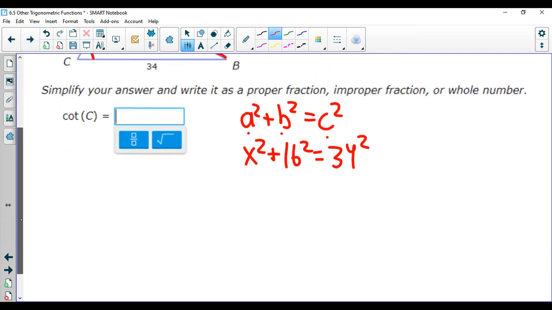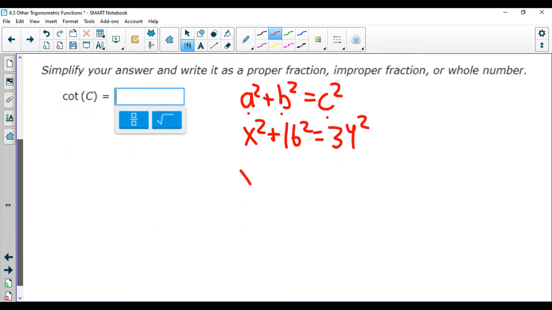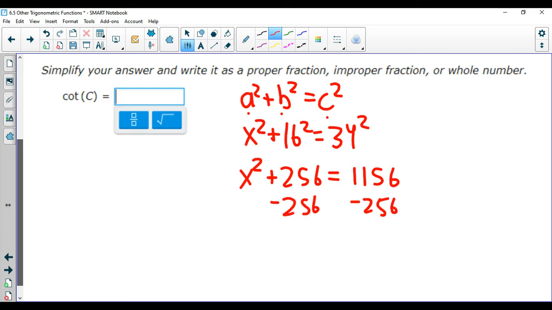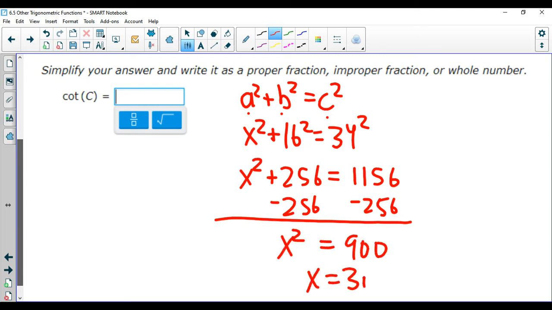Okay, this is looking good. So I know 16 squared is 256. 34 squared isn't one that I have memorized, so I have to look that up real quick. 34 times 34 is 1,156. And now we can do our little bit of algebra here and subtract 256 on both sides. So x squared is 900, so x has got to be 30.